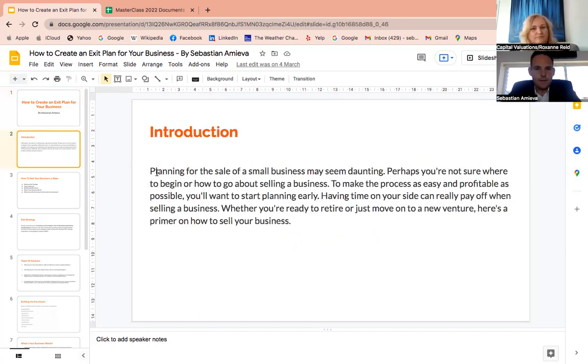And also we are gonna discuss different ways of making a valuation. So here you have an introduction. Planning for the sale of a small business may be seen as daunting, right? Perhaps you are not sure where to begin or how to go about selling your company or buying a company. To make the process as easy and profitable as possible, you will want to start planning early. And one thing of planning is making a valuation, right? If you don't have a valuation done, you are not ready for an exit, right? Because you need to make it easier for the buyer, right? It's all about organizing all the information, all the data room, so when the buyers sign an NDA and start gathering their financials, they can see an organized company. They can see a tidy company. And that makes the company valuation increase, right?